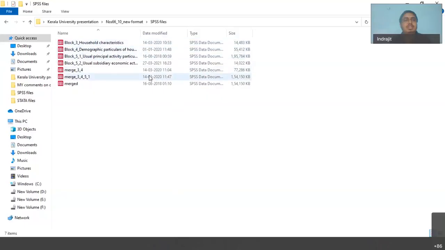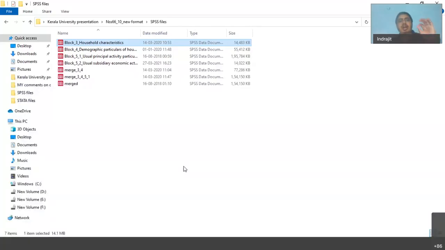Let me move to the data itself. You remember I had chosen only 4 blocks of that particular file, in SPSS format. After extraction of this data, these 4 blocks are available: block 3, block 4, block 5.1, and block 5.2. Fantastic. Let me open block 3. Block 3 is about household characteristics and block 4 is about demographic particulars.